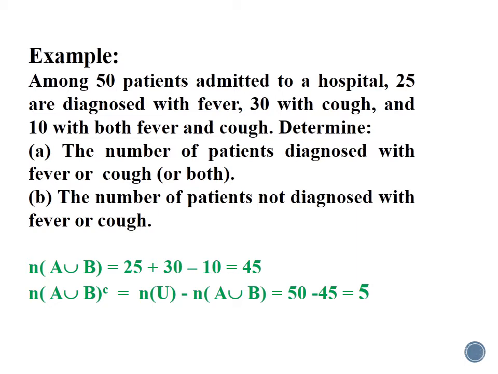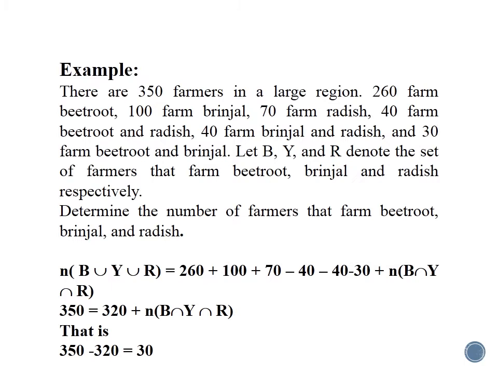We know that cardinality of A union B whole complement equals n of the universal set minus n of A union B, by the complementary law. So that is equal to 50 minus 45 equals 5.